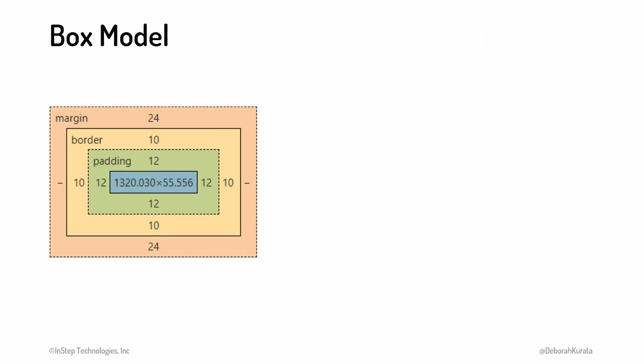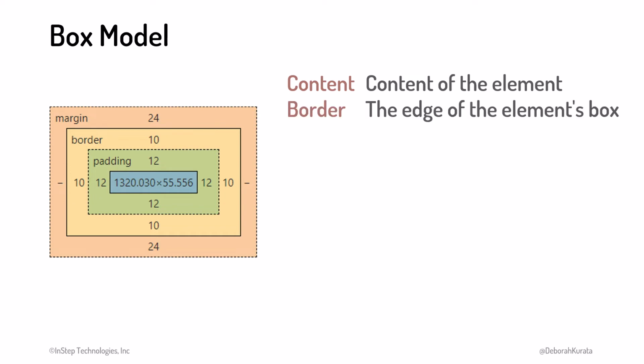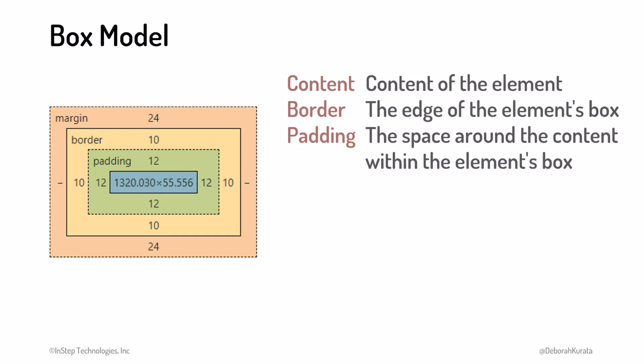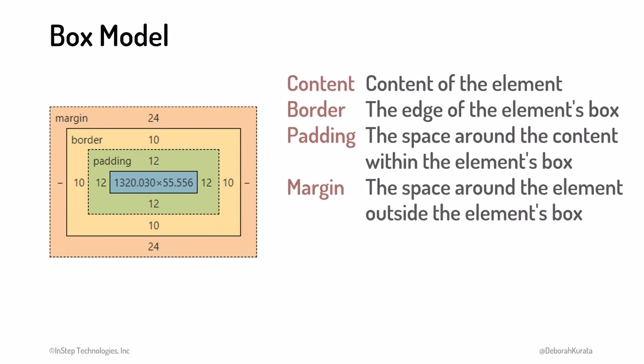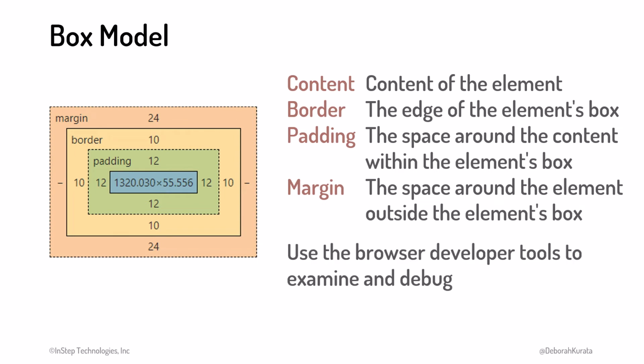The box model is key in understanding how to style, lay out, and align elements on the page. The content is the actual element contents, like text or an image. The border is the edge of the element's box. Padding is the space around the content within the element's box. Think of padding like packing materials. Margin is the space around the element, outside of the element's box. It impacts how close the element is to other elements on the page. Use the browser developer tools to examine the box model and debug sizing or layout issues.